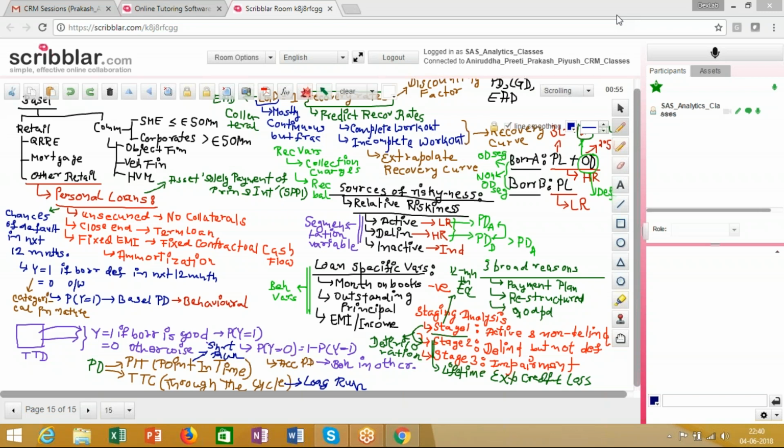Right? So is this idea of PIT, point in time, and through the cycle clear? Any questions up to this point?